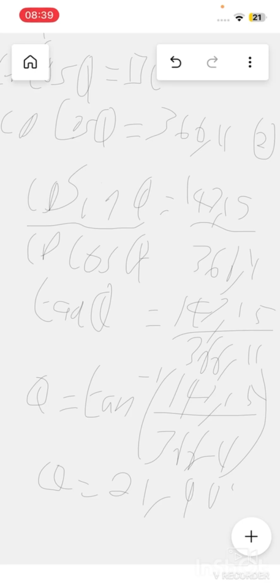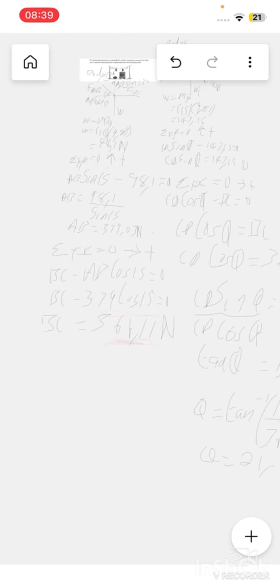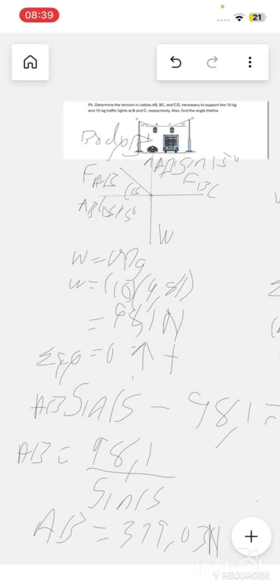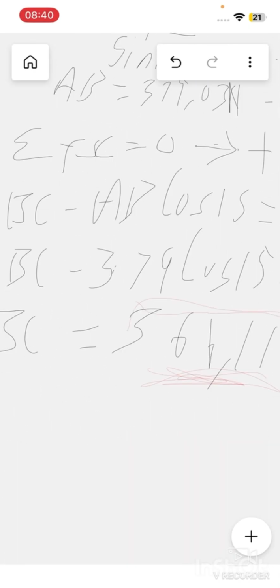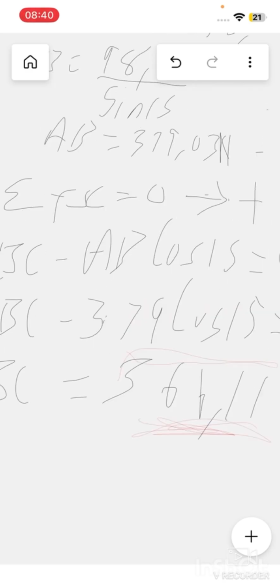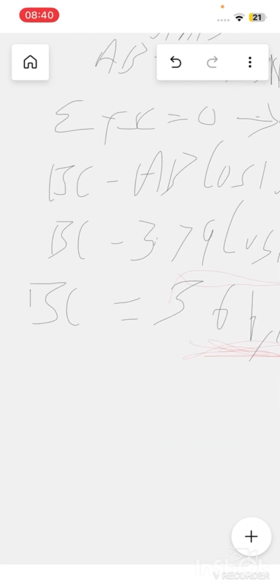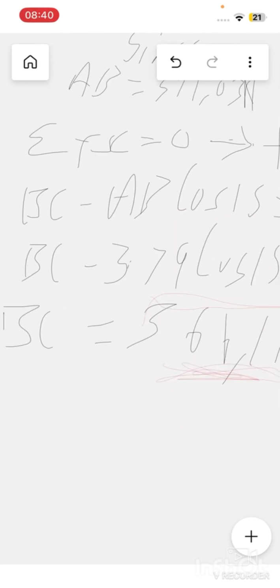We did find theta. We did find BC, but we did not find CD. Let's look at the question. We did find AB, yes, we did find it. We did find BC, but we did not find CD. We can literally take one equation and substitute it to find CD. Okay, let's use equation 2 to find CD.